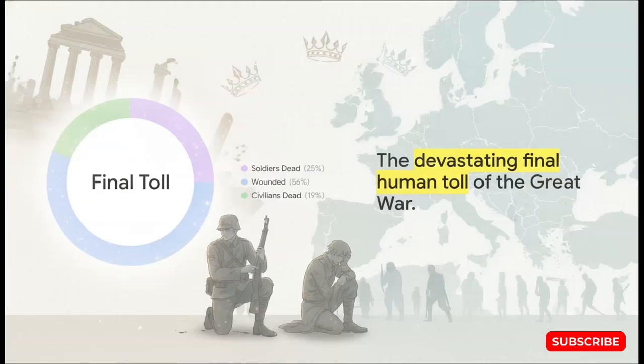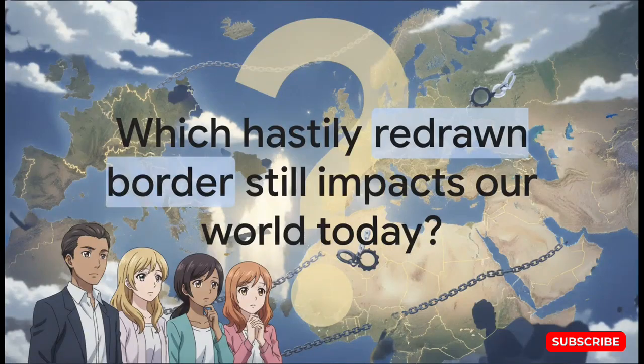Let's pull back and see how this all builds into a catastrophic final human cost. We're looking at 9.5 million soldiers dead, 21 million more wounded, 7 million civilians killed. Huge, sweeping areas of Europe were left just utterly devastated. 4 vast, ancient empires completely vanished from the map, and countless new states were hastily born from their ashes. The boundaries of Europe and the Middle East were drastically redrawn by the victors.